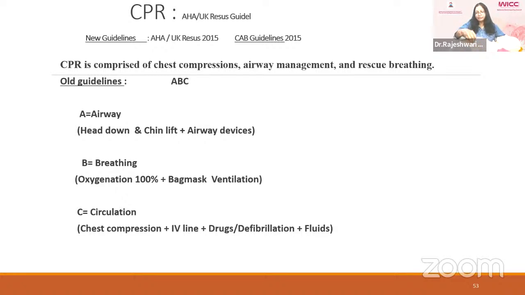Theek hai? So while you are giving the AED, when you are assessing, okay, when you are evaluating, and when help arrives, okay, and they are taking over.